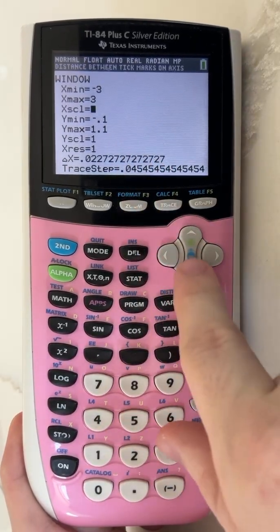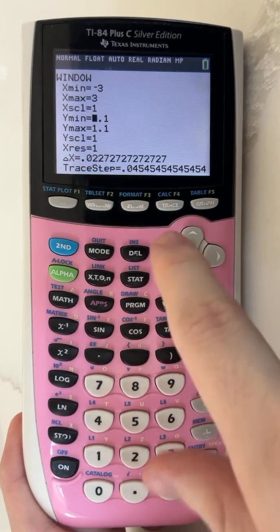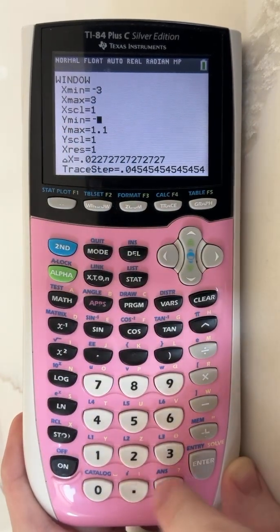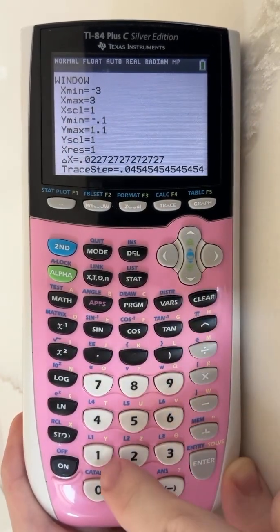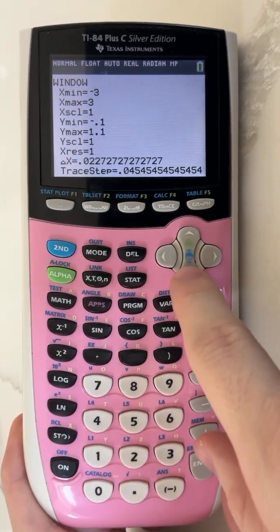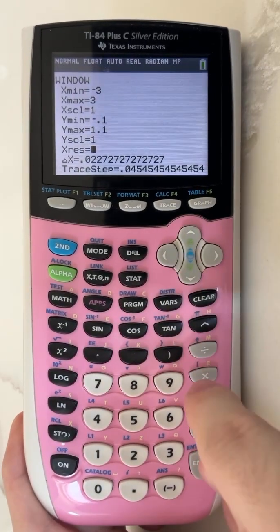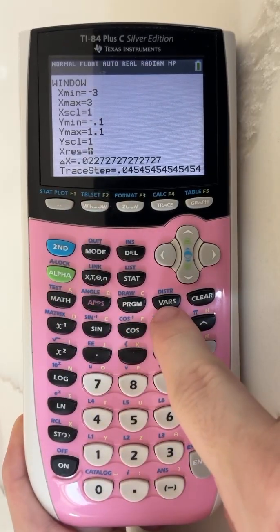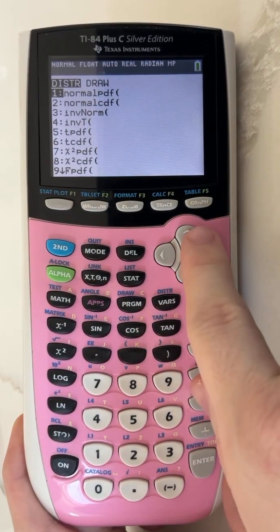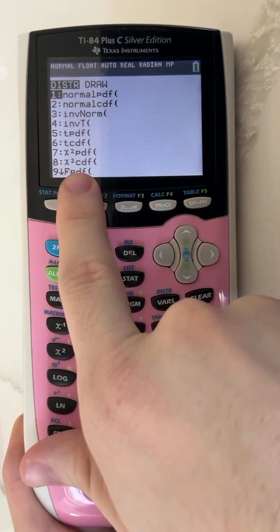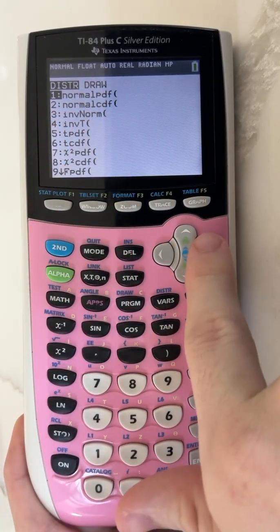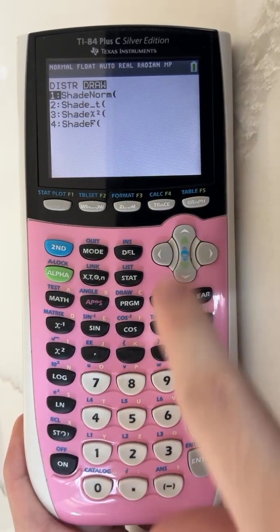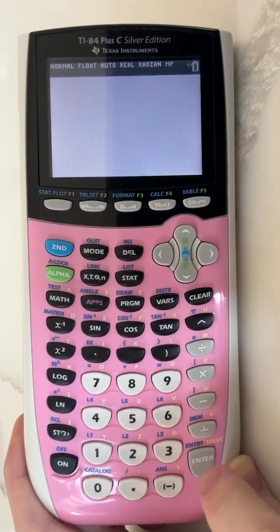And then an x-max of your mean plus 3 times your standard deviation. And then y scale the same and x scale the same. But y-min, I'm going to put minus 0.1, and then y-max as just 1.1. Lower is even fine. Then everything else the same. Then we'll go into second distribution, so vars into distribution. Then instead of being in the distribution tab, we'll go over to the draw tab with the right arrow. Then we'll press shade norm.